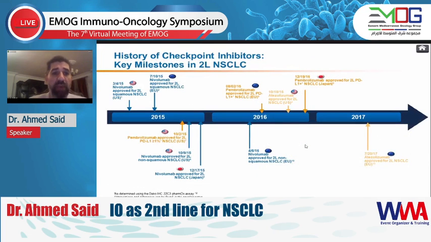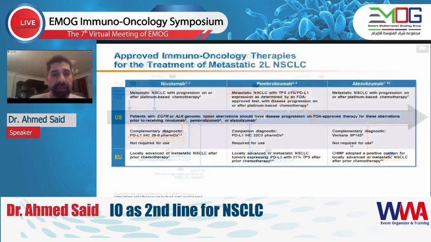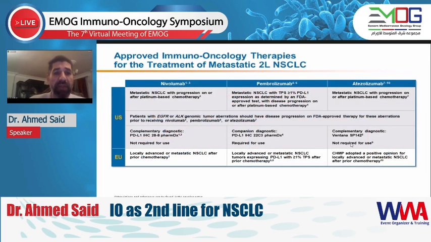So this is the history of checkpoint inhibitors that we have till now in the second-line setting. As we mentioned before, nivolumab was approved in the US for squamous, then followed by non-squamous. Pembrolizumab was approved for the non-squamous second-line setting for PD-L1 more than 1, followed in Japan and Europe, and lately atezolizumab in Europe and the United States. So we have these three molecules approved as the immuno-oncology therapies for the treatment of metastatic non-small cell lung cancer.